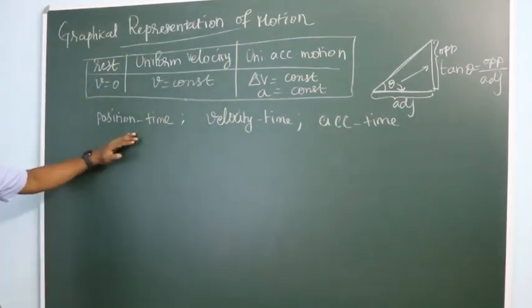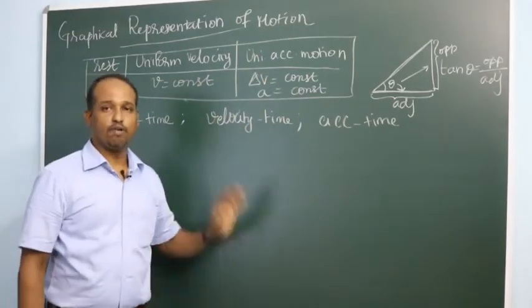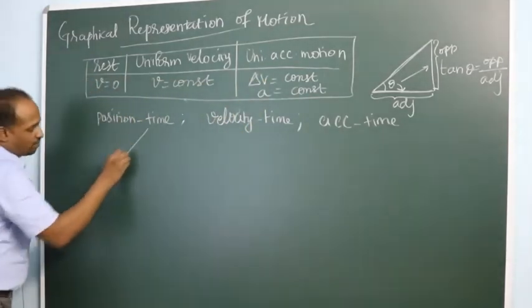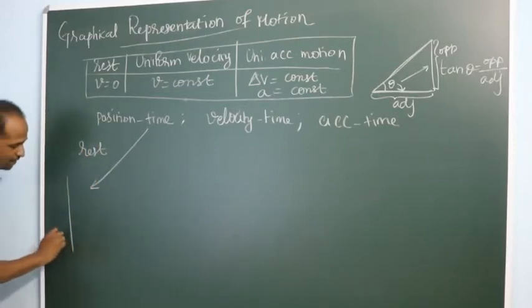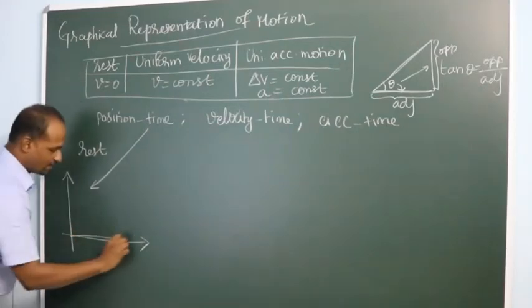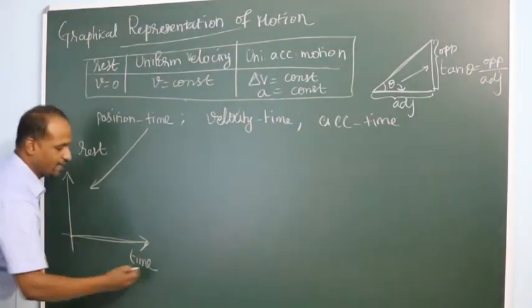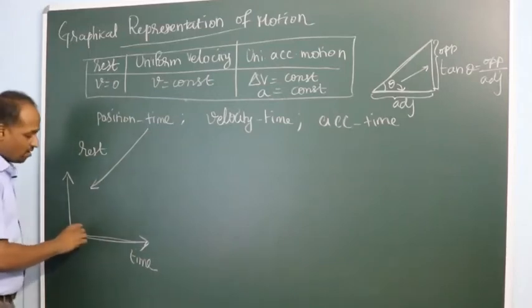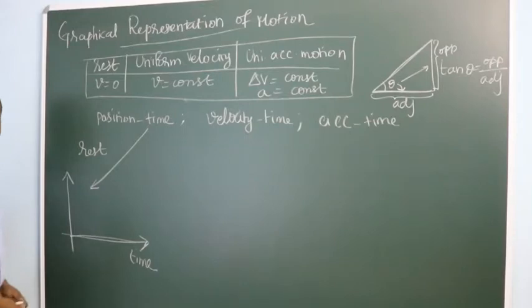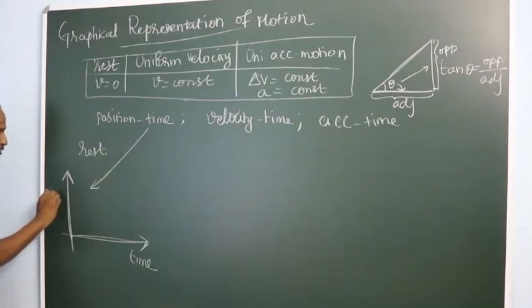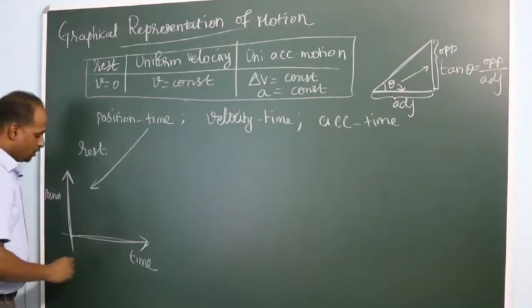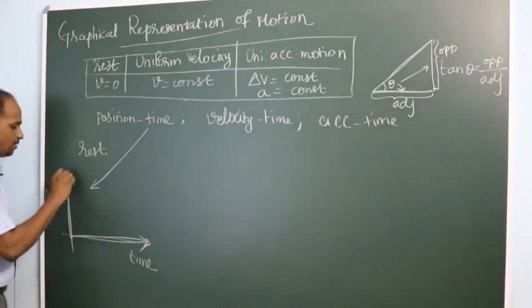The aim of this video is how we represent all three in a position time graph. First, how do you represent rest? In a position time graph, you will take two axes. One is the x-axis, in which we will take time. The time is in seconds or minutes or hours, depending on what type of motion you discuss. In the y-axis, what you are taking is the position. See, it's not displacement, it's position. So x-axis time, y-axis position.